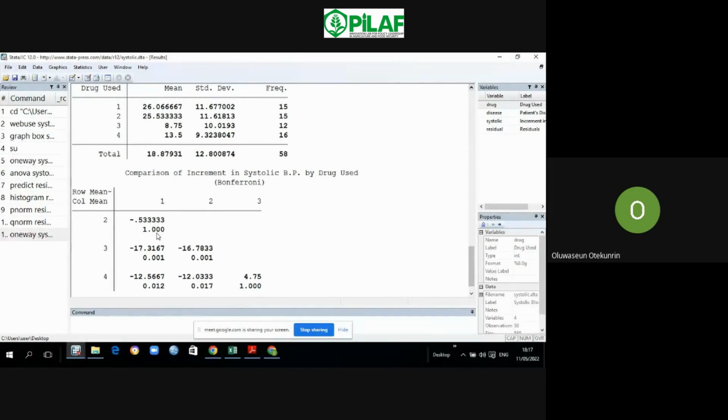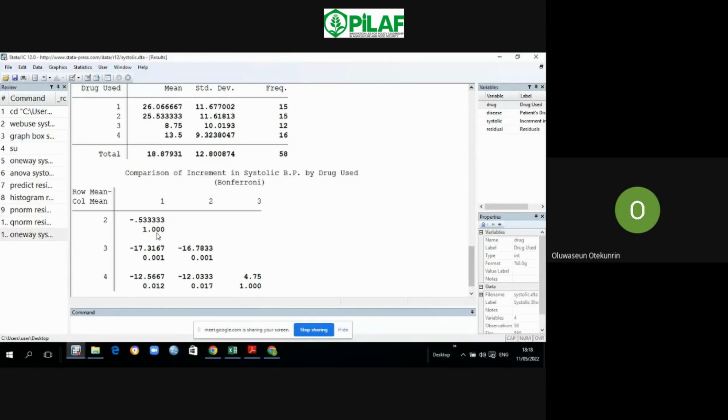So when your p-value, for instance this 1.00 here, is greater than 0.05, that is our alpha value, whatever it is, once it is greater, you are accepting your null hypothesis. But if it is lesser than that 0.05, which is your reference point, then you are rejecting your null hypothesis. So what we have here are two pairs that we are comparing.